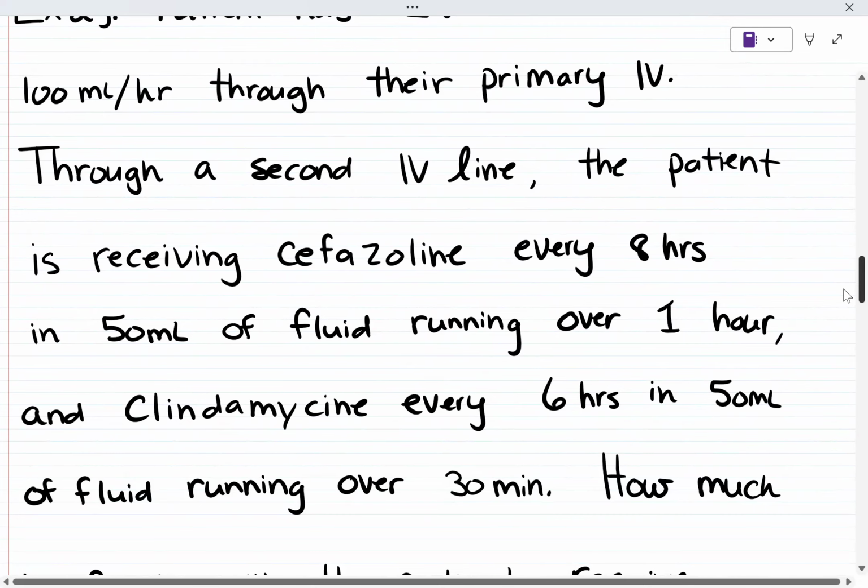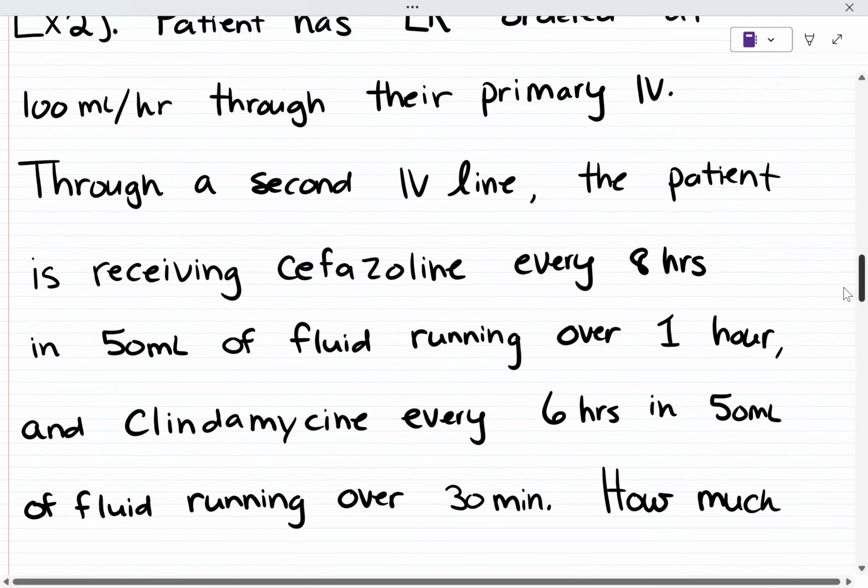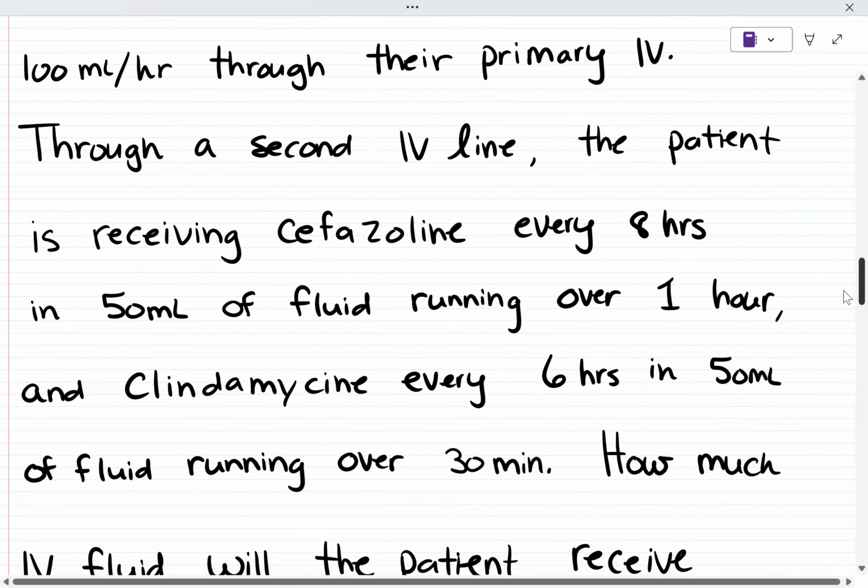You have to excuse my pronunciation because I'm not a medical student. I'm a math teacher, so I'm not quite familiar with how to pronounce these drug names.